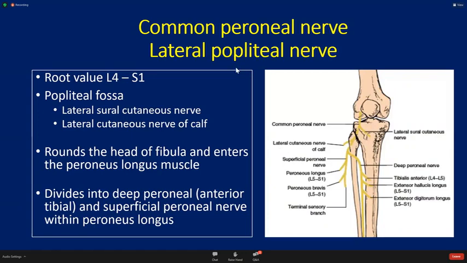Now we come to the most common lower limb mononeuropathy, that is common peroneal neuropathy. The common peroneal nerve, as soon as it arises at the level of the popliteal fossa, gives off two sensory nerves. One is the lateral cutaneous nerve of the calf and a very small lateral sural cutaneous nerve, which joins with the medial sural cutaneous nerve of the tibial and forms the sural nerve. It then winds around the head of the fibula, which is very important because that is a site where it is prone to compression, and enters the peroneus longus muscle where it divides into deep peroneal and superficial peroneal nerves.